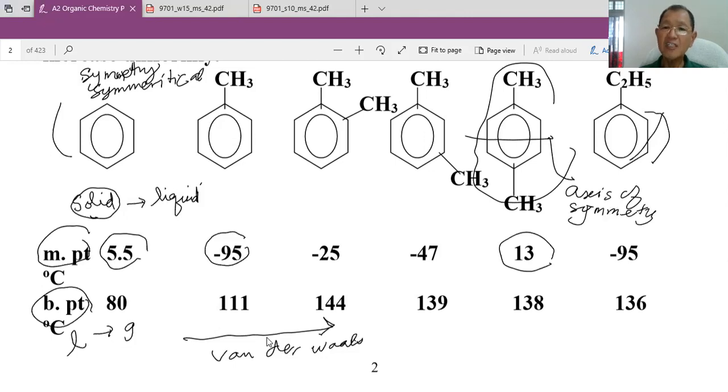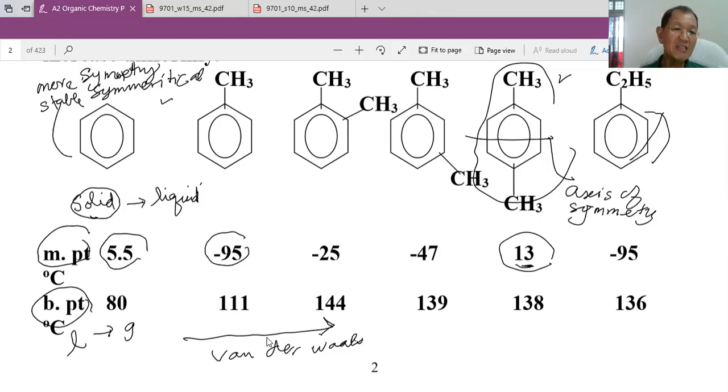Okay, therefore these two can be arranged easier, more stable. So they are more stable. That's why they have higher melting point. Of course, this is higher because there's a more number of atoms, more number of electrons.